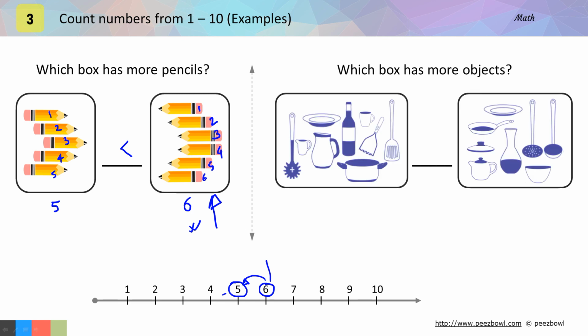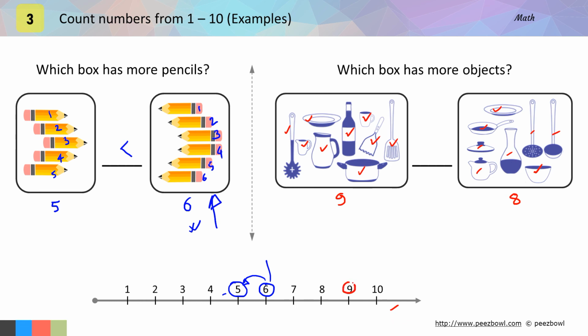In this example also, you need to find out which box has more number of kitchen objects. Okay, as we did in the previous example, we will start counting number of objects from left box. Here we have 1, 2, 3, 4, 5, 6, 7, 8 and 9. 9 objects. Let us write it down. On the right side box, we have 1, 2, 3, 4, 5, 6, 7 and 8. Total 8 objects.